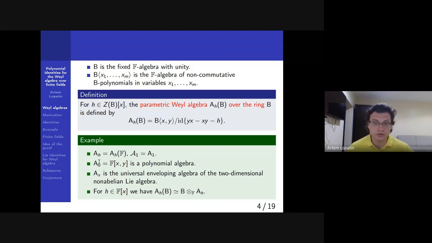So we always assume that H is not equal to 0 because we know all we want to know about polynomial algebra. And here's the last property, which shows that normally when we consider H, it's more interesting to assume that the coefficients of H do not belong to the field F, but they belong to the algebra B, but not in the field F.